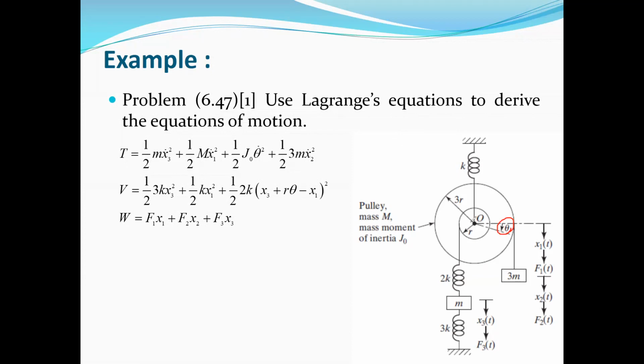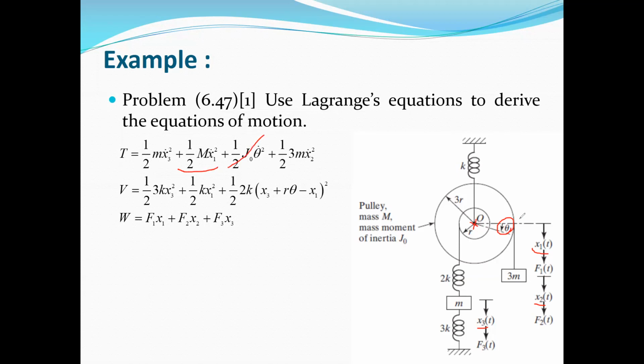If it was fixed at this point O and couldn't rotate about point O, then the degrees of freedom of the system would decrease, and instead of 4, it would be 3. It would be x1, x2, and x3. Then you could consider this pulley as a mass, as a particle, so the kinetic energy for this pulley would be equal to only half times m x1 dot squared, and this term would be 0.